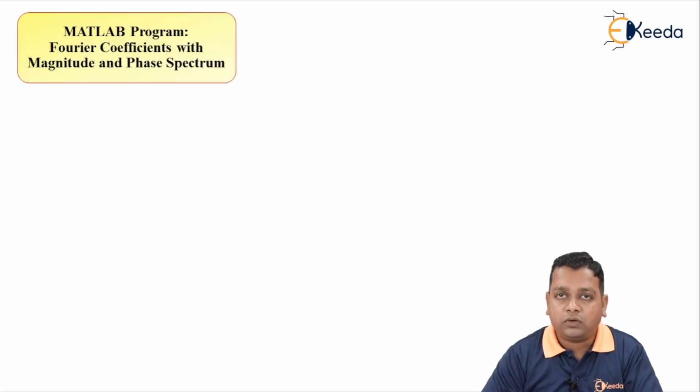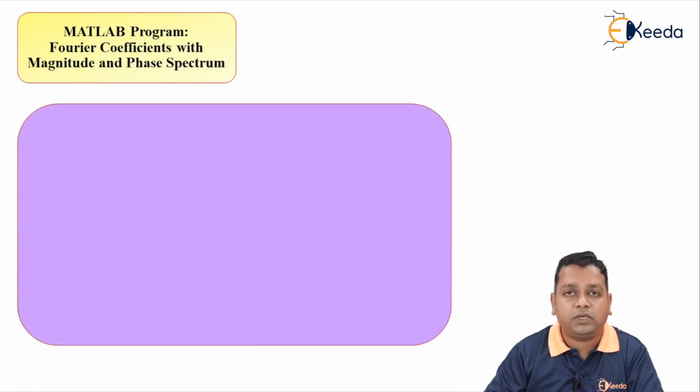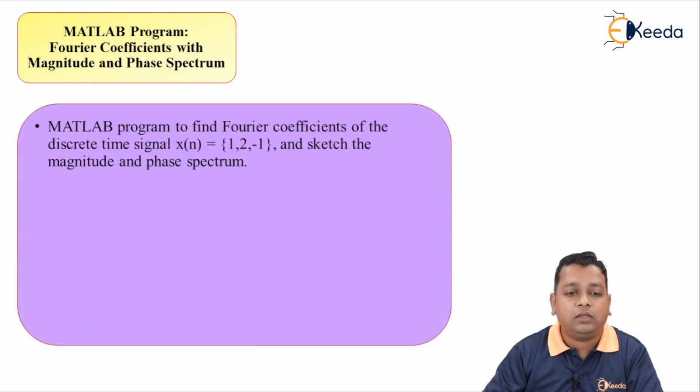So here we start with our topic, Fourier coefficients, having the MATLAB programming we are dealing with, along with the magnitude and phase spectrum. So let us have the objective here. The objective is a MATLAB program to find out the Fourier coefficients of the discrete time signal. For example, the discrete time signal we keep to be x of n, represented as 1, 2, minus 1, and we have to sketch its magnitude and phase spectrum in the MATLAB environment. So let us switch to the MATLAB environment.